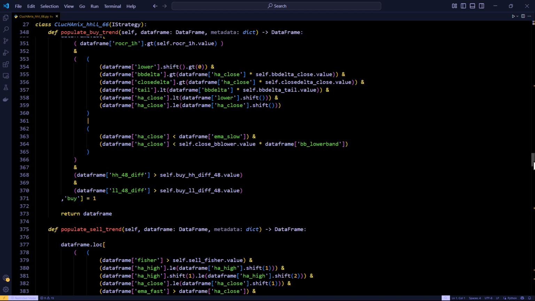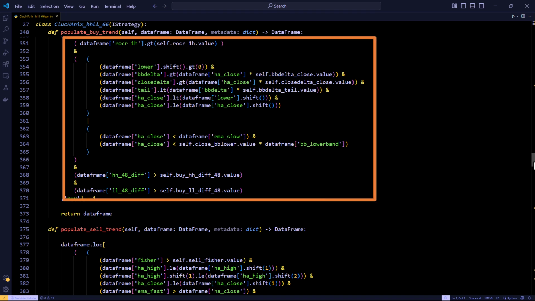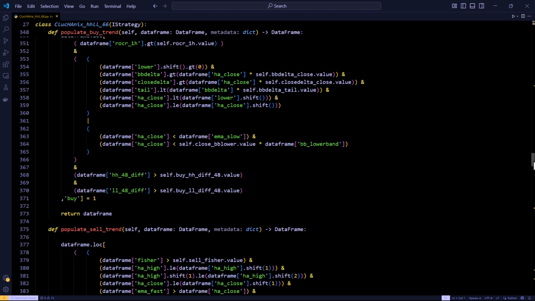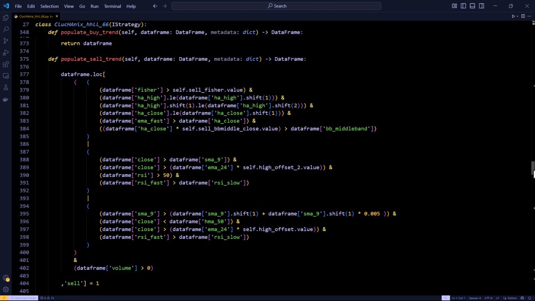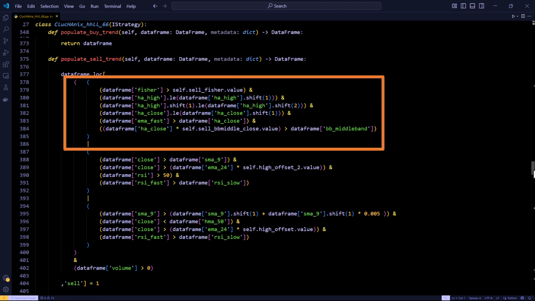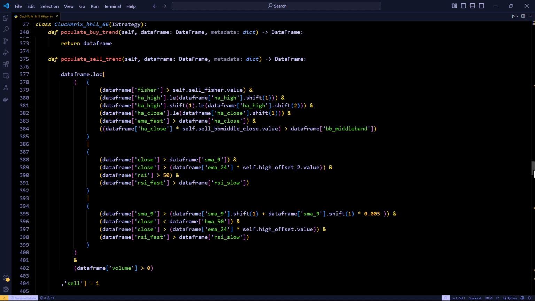In this case they will be bought when the 1 hour rate of change is above a threshold, price is below Bollinger Band's lower band with a significant volatility, or Heikin Ashi close is below the EMA low and is also lower than the lower Bollinger Band, perhaps to buy into a temporary dip in price. And price is also significantly below the recent highs and above recent lows. The algo exits trades based on multiple conditions, including Fisher transform indicating overbought conditions, price action weakening, and when RSI and moving averages signal trend exhaustion.